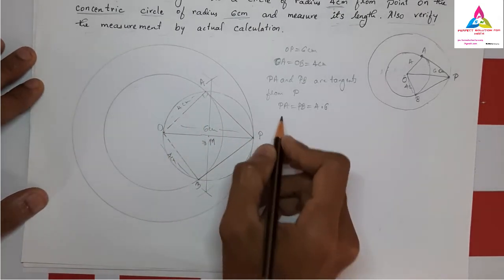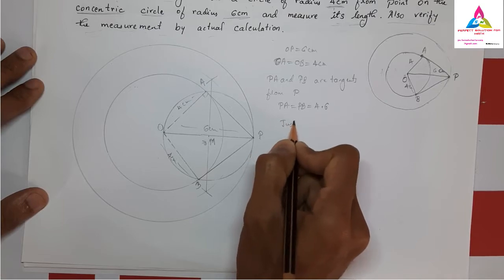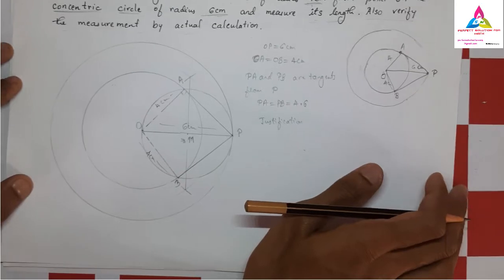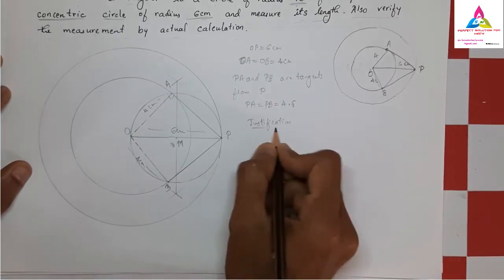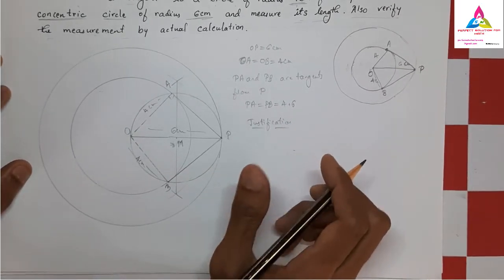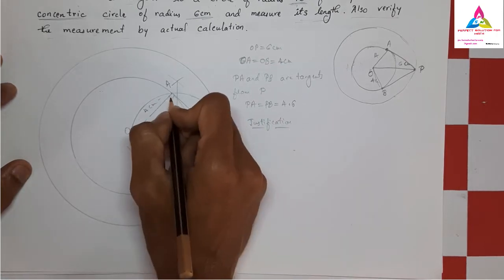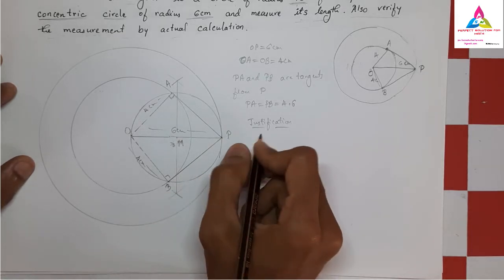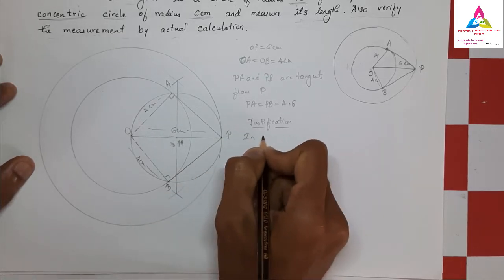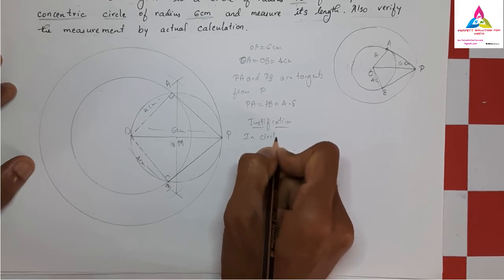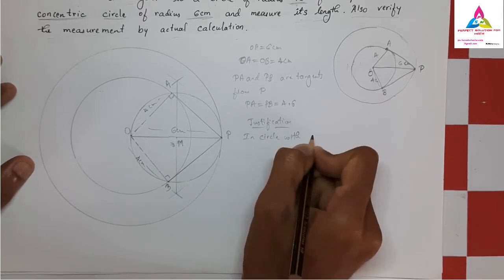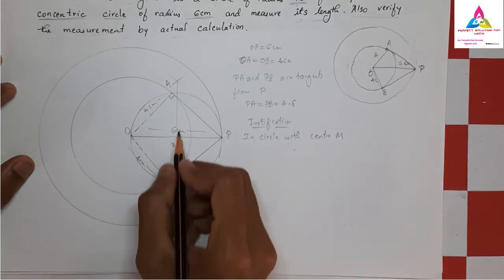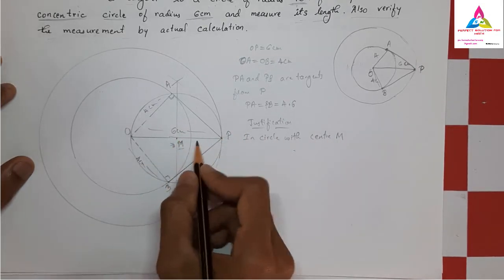Why? Because we will do the justification. In the simple justification, when you are writing, just go through it, because in the main question they have told you to find the justification also. So this angle A and angle B are 90 degrees, that we have to prove. How to prove? In the circle with center M. Which is the center of the circle with M? So this is the center M, and this is the circle.